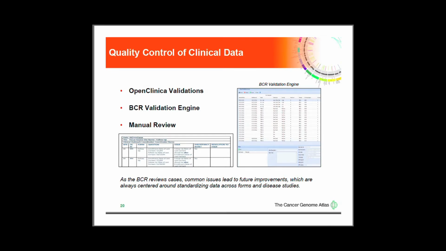When they're actually entering things in OpenClinica, there are also a number of validations to prevent them from entering text in a numeric field, for instance. So those are the automated ones. Then we do a manual review. Currently we have 3 certified tumor registrars working. They review every single case.